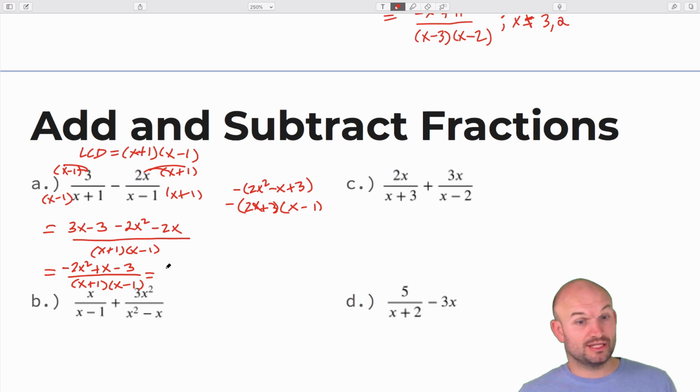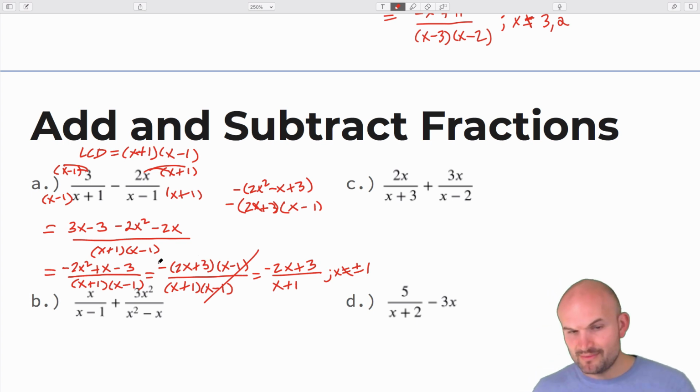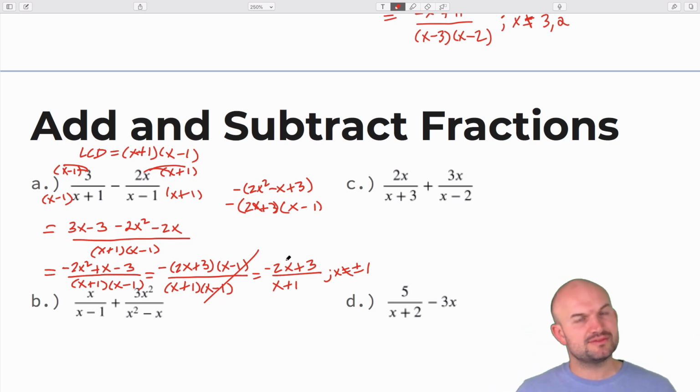Okay, so going a little bit further, times x minus 1 divided by the x plus 1 times x minus 1. Those divide out, just leaving me now with a negative 2x plus 3 over x plus 1, where x cannot equal plus or minus 1. Okay, so again, it doesn't always happen all the time, but we just want to make sure we clarify that nothing's going to divide out. And in this case, you can see that they actually divide out to give us that factored form.